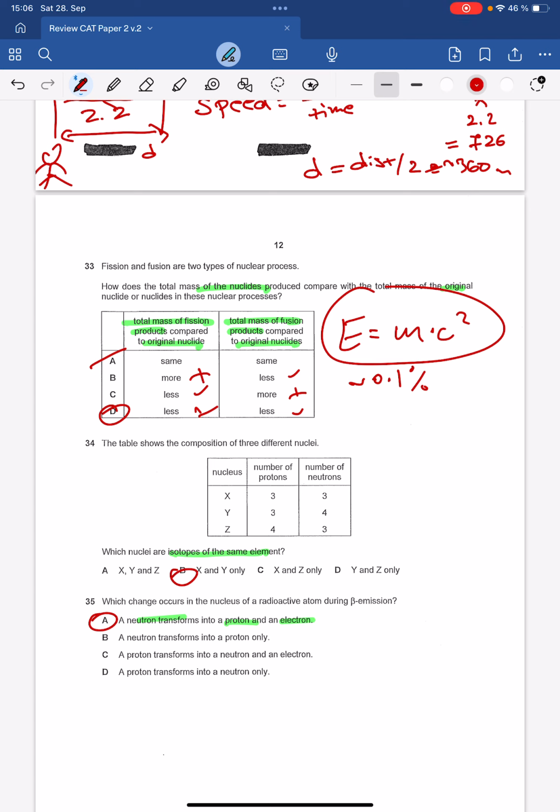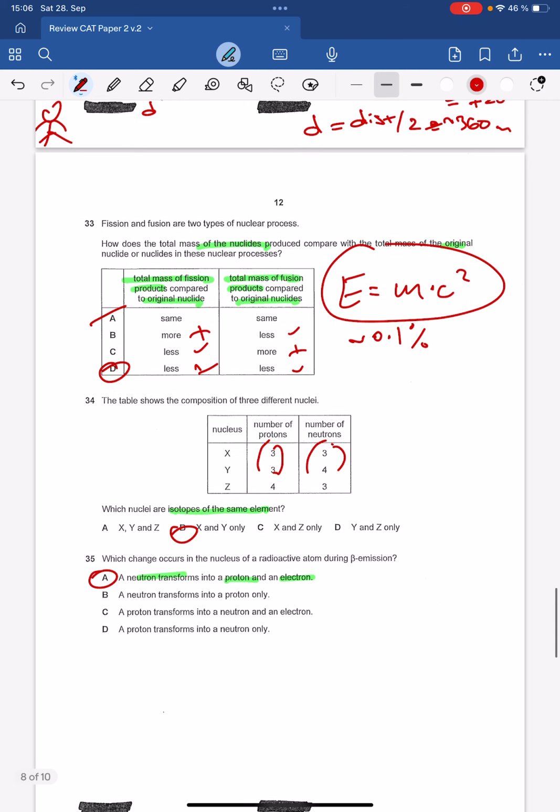So X and Y, as we can see, have the same number of protons, but a different number of neutrons. The Z, which has a different number of protons, is a different element, okay? So that also is something we can identify very, very fast.